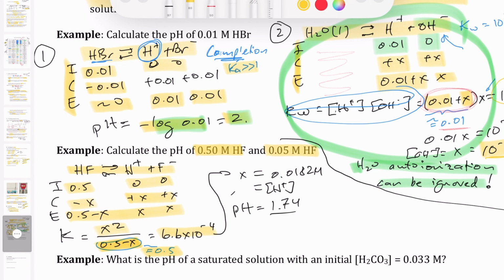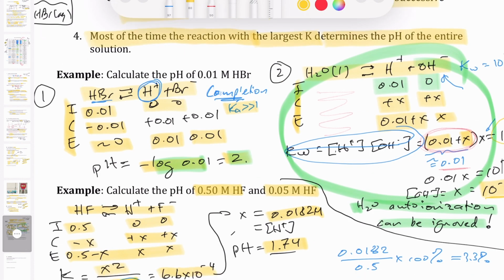Because that's an assumption, I can check it at the end. If I do that, my X, after I solve it, ends up being 0.0182 molar. Now, if I check this using my test that I did before, which is just to take 0.0182 divided by 0.5 that I'm comparing it to and then multiply by 100%, I find that this is roughly equal to about 3.3%, which is below my 5% cutoff. So therefore, the assumption is acceptable. So my final pH value is just the negative log of that number, and it's 1.74.